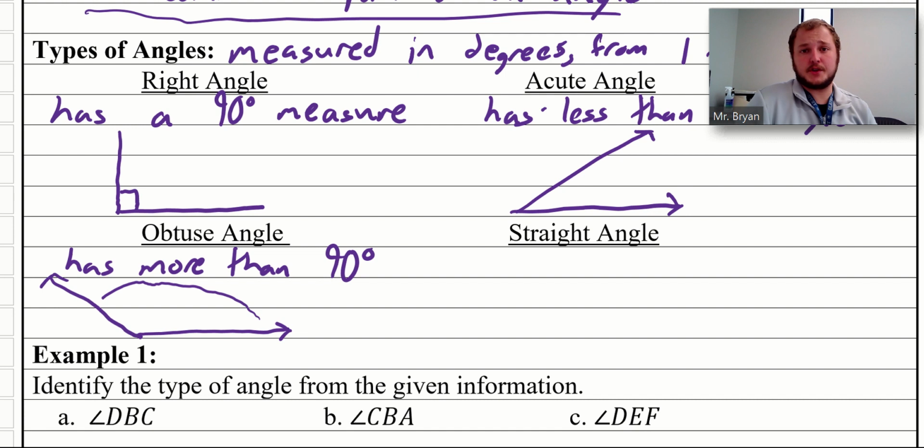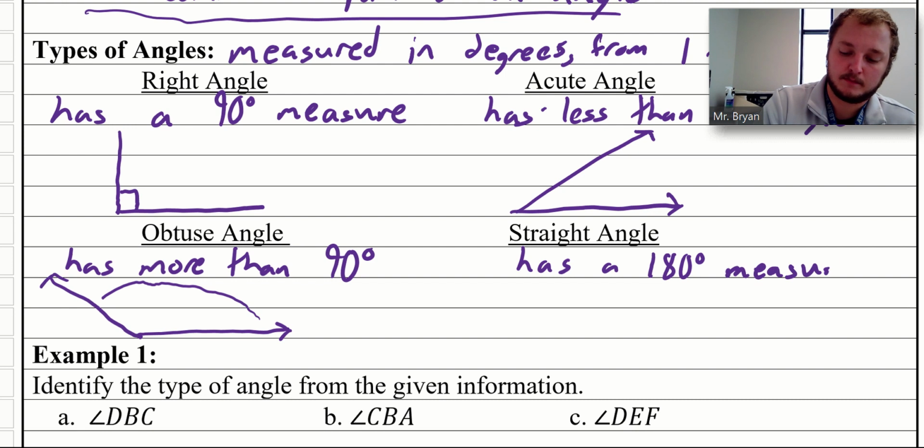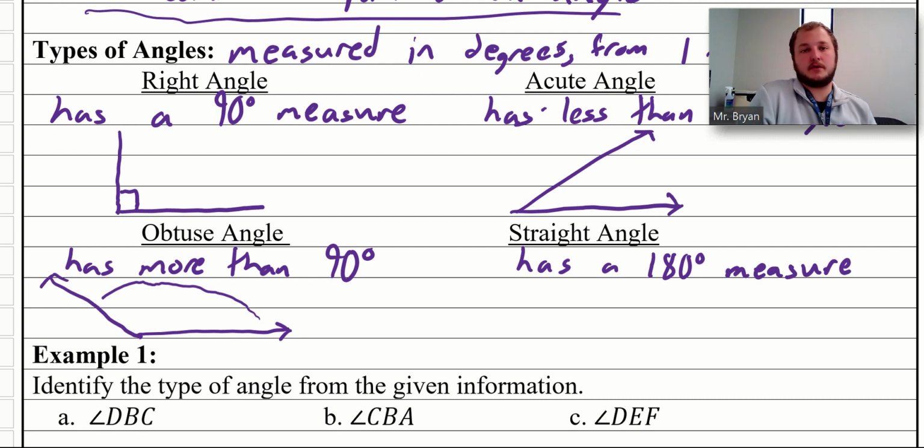Okay, and then last one, a straight angle. Very easy one to remember. It has an exact measure, or an exact degree. It has exactly a 180-degree measure. Okay, it has exactly a 180-degree measure.